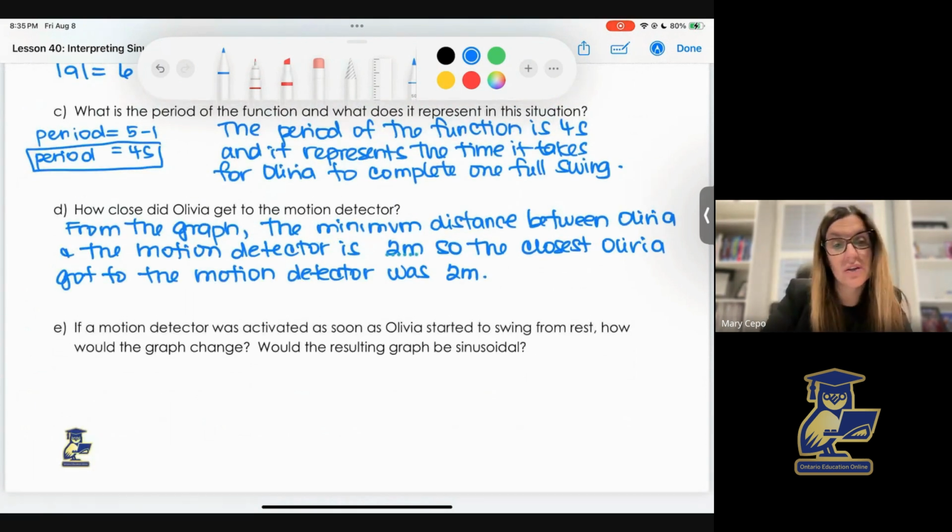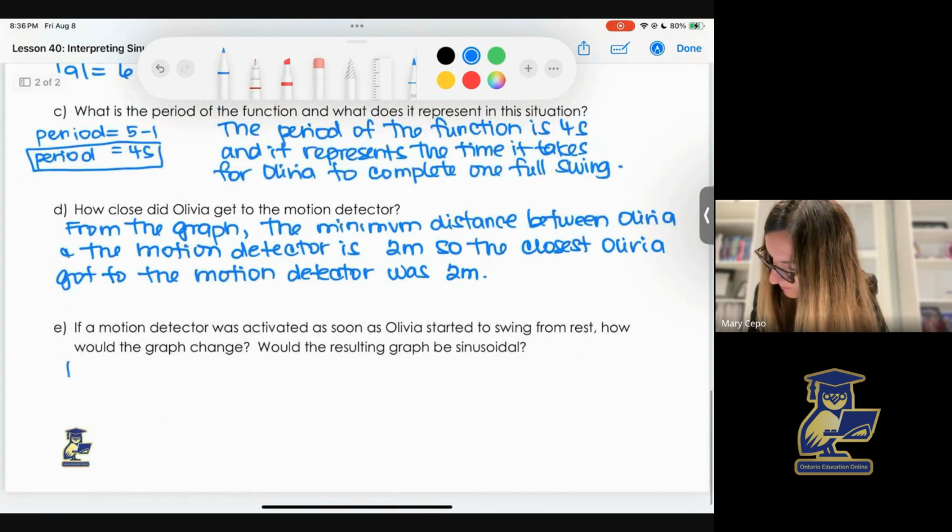Okay, if a motion detector was activated as soon as Olivia started to swing from rest, how would the graph change? Would the resulting graph be sinusoidal? I think that because she wasn't at a continuous swing, the graph would not show the same repetitive pattern, so the cycles would be different. Think about when you're on the swing from rest, you have to slowly build up momentum. So there wouldn't be a repetitive pattern. The y values wouldn't stay the same, and it would not be a sinusoidal periodic function.